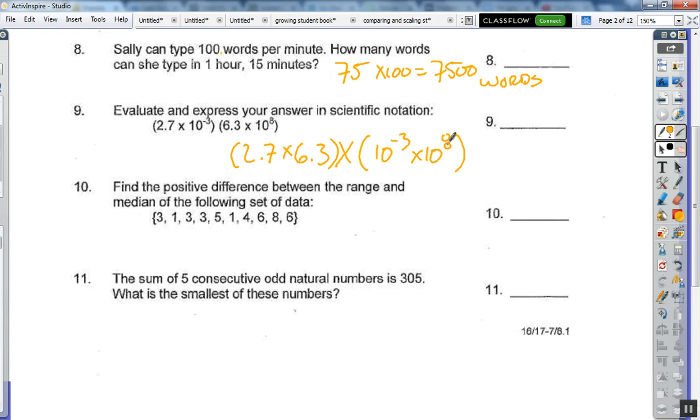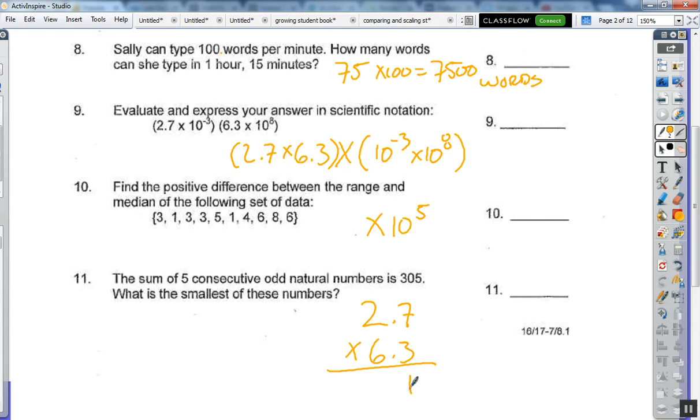Well, what is negative 3 plus 8? Positive 5. So we know we have 10 to the 5th. And then over on this side, we actually have to do this multiplication. So we have 2.7 times 6.3, and we're multiplying.